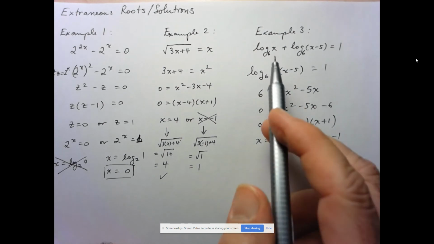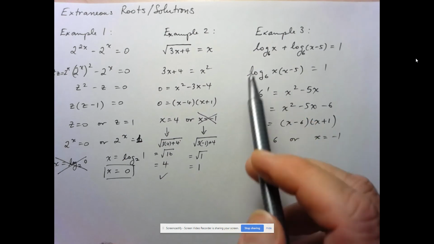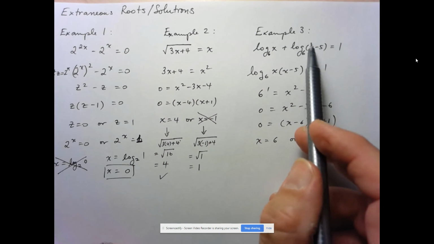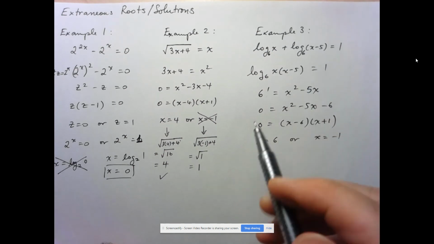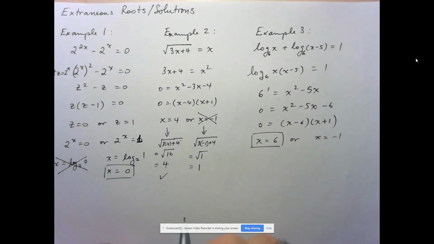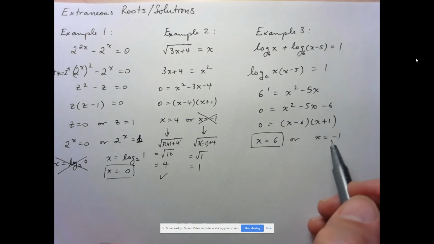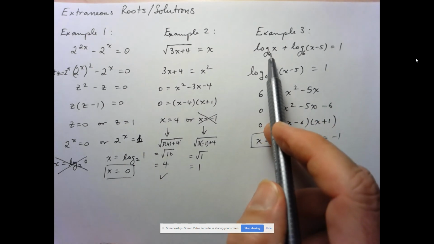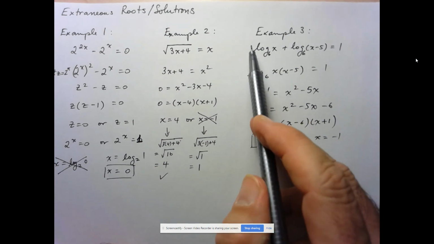When I input 6, log base 6 of 6, that's perfectly good. Log base 6 of 6 minus 5, well, 6 minus 5 is still positive, so that's perfectly fine. So that means x equals 6 is indeed a solution to this equation. But when I try to input x equals negative 1, right off the bat, I see that log base 6 of negative 1 doesn't even exist.